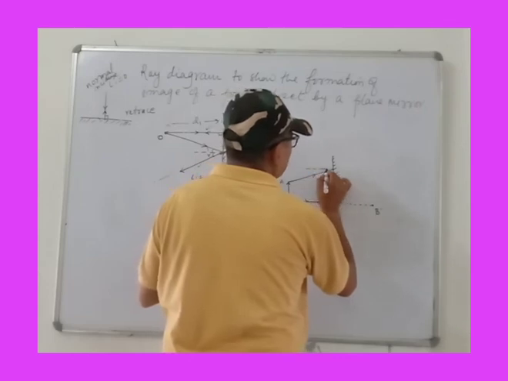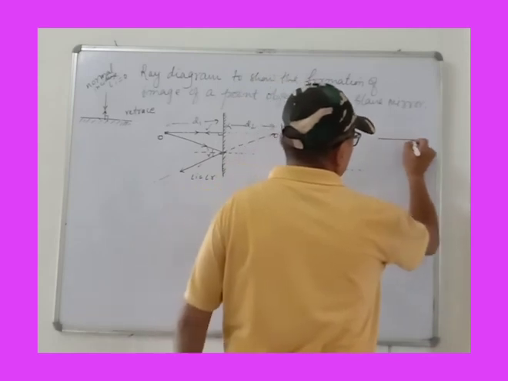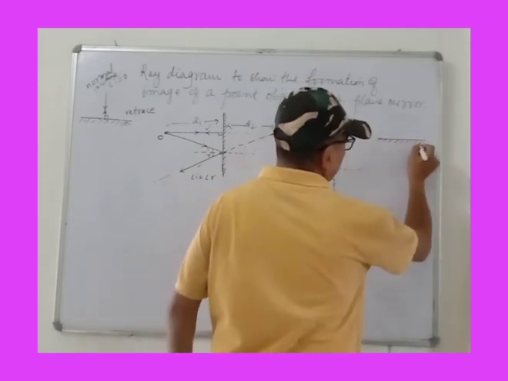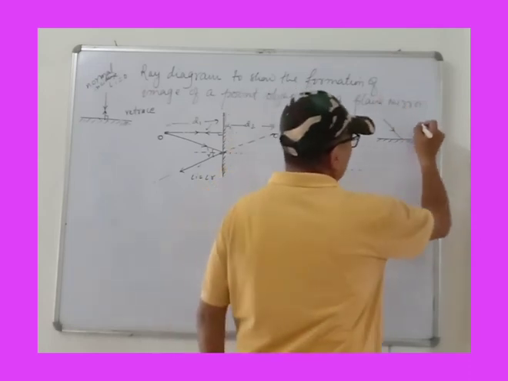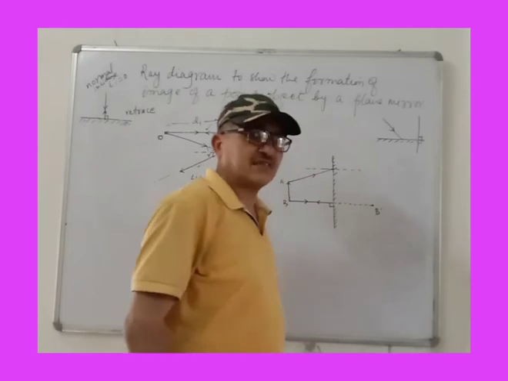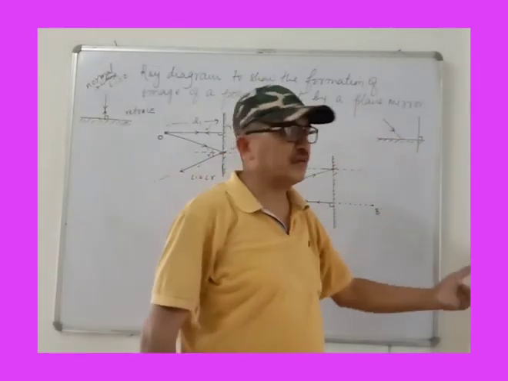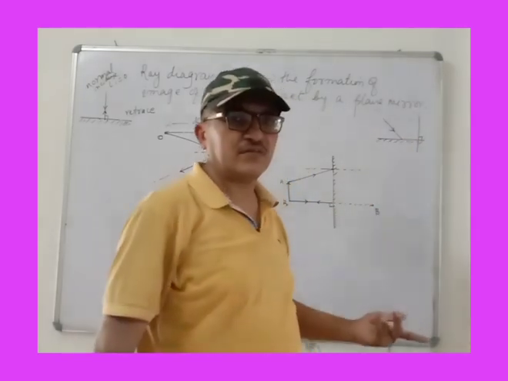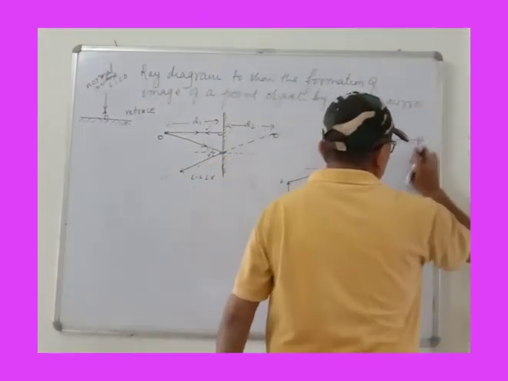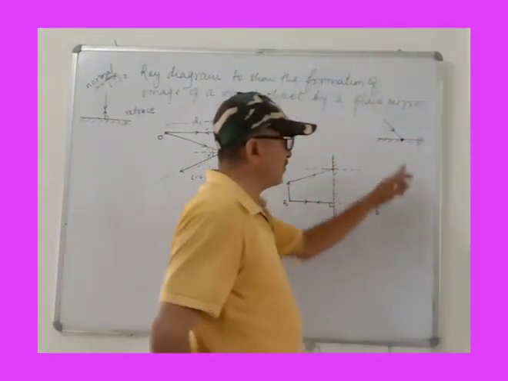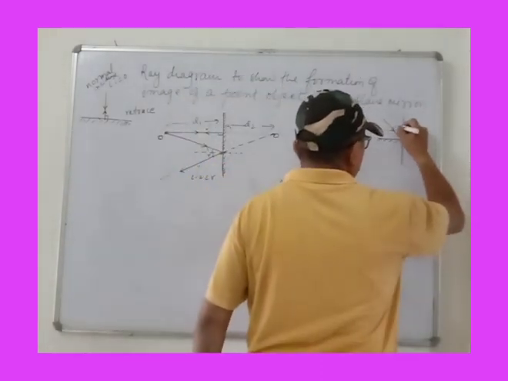At the point of incidence, where is the normal? At the point of incidence. Suppose this is the mirror, this is the incident ray, and if you draw the normal here, is it correct? No. What is the use of this normal? This normal is not going to do anything. So we have to draw the normal at the point of incidence, so that we will get the angle of incidence.